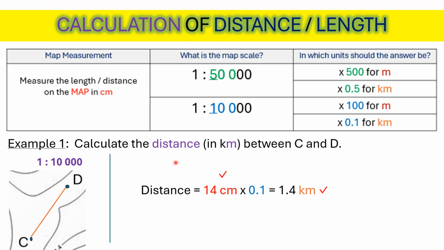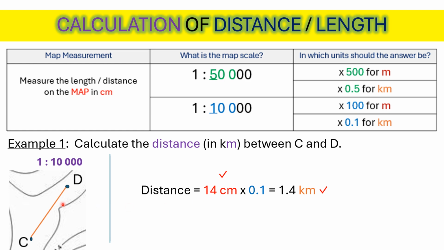So let's have a look at our second and last example. Apologies, that should read example number 2. Calculate the distance in kilometers between C and D. Again, the important thing here to take note of is that I need to be doing the distance calculation. I'm trying to find the distance between point C and D, or the length of line CD, on the 1:10,000 orthophoto map in this instance.